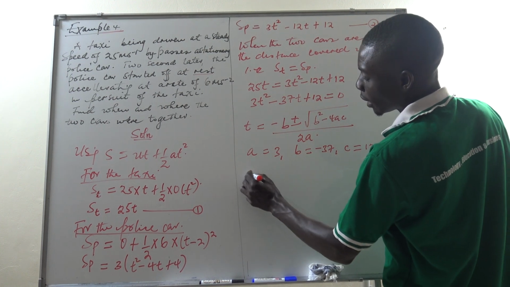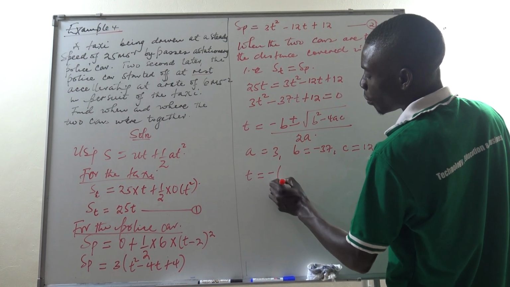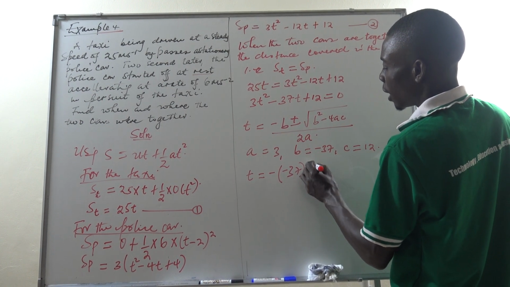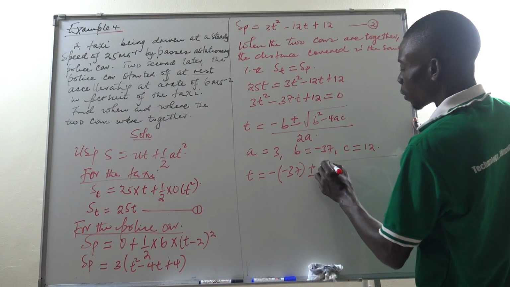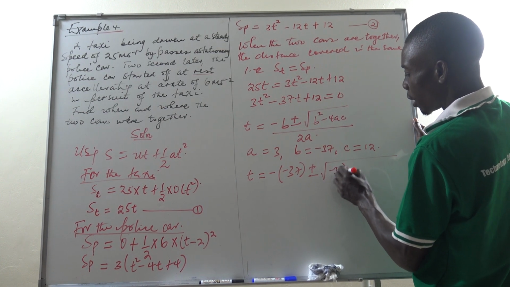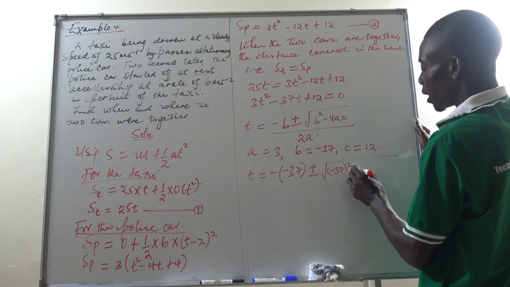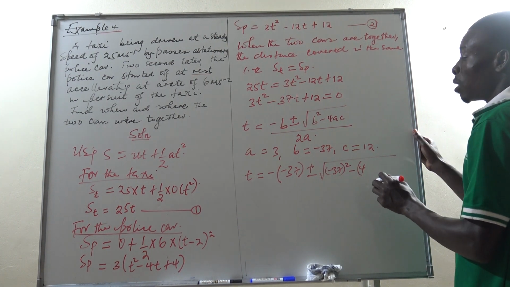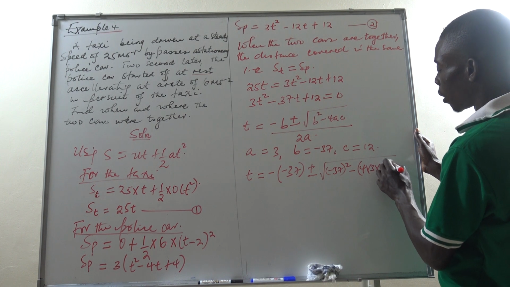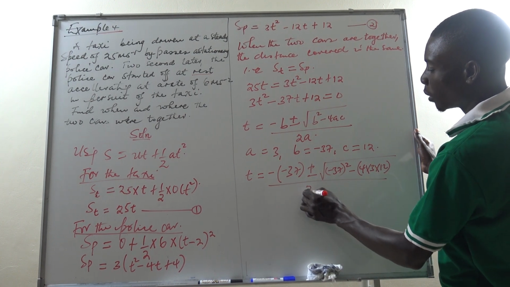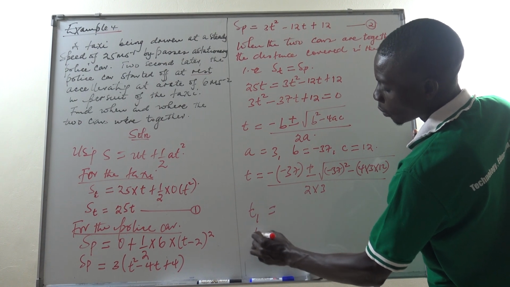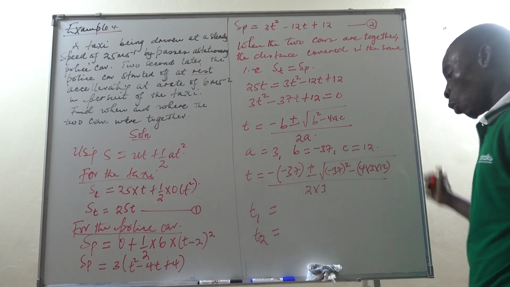So that means my t will be equal to negative b. But what is b? b is negative 37. And then plus or minus root of b squared, that is negative 37 squared, and then minus 4 times a, my a we said is 3, times c, 12, all over 2a, which is 2 times 3. And then from there you can press and get t1 and get t2.